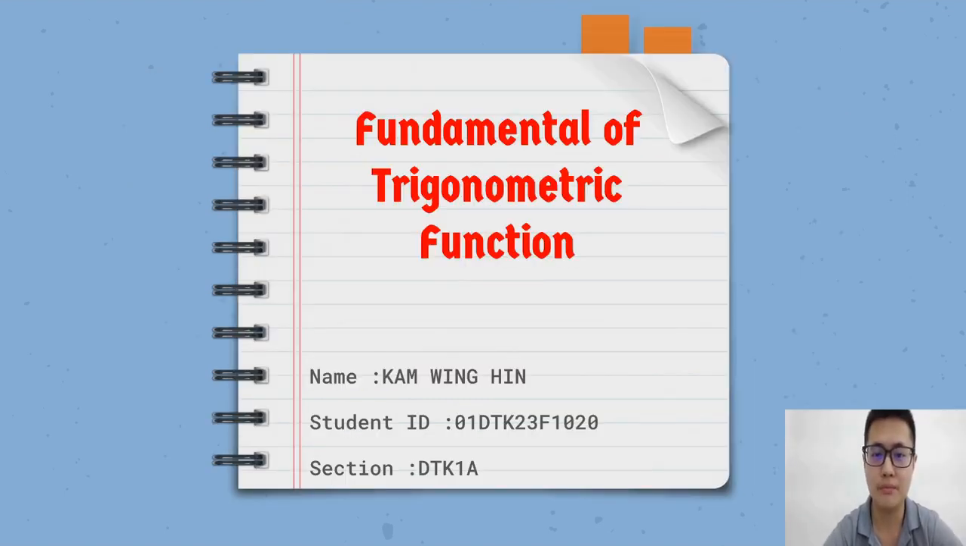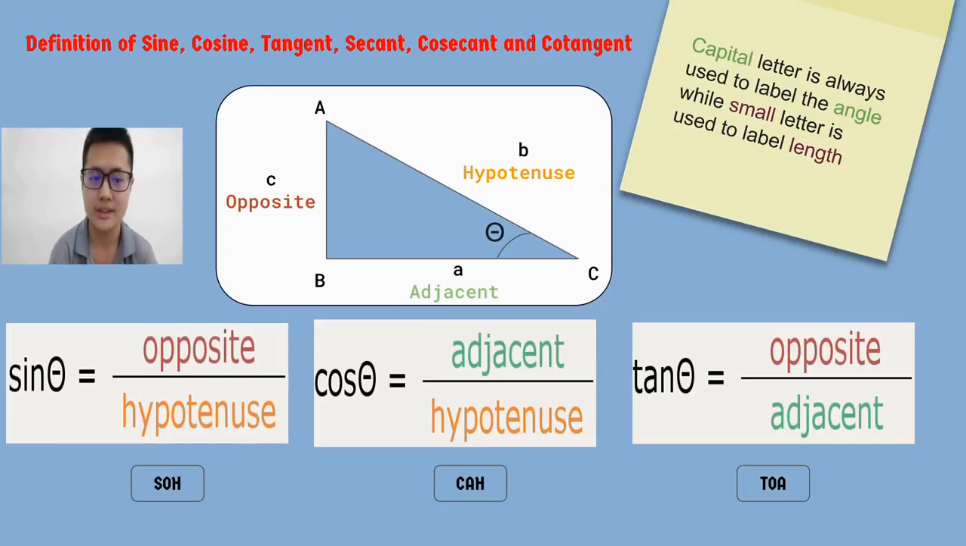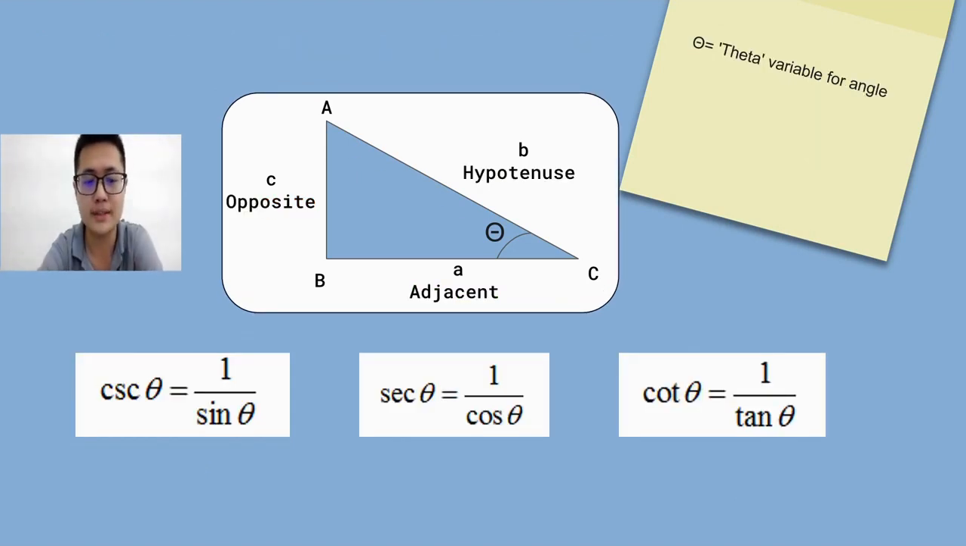Good day, I'm coming in from DBM10013. Today I'm going to present about fundamentals of trigonometry functions. Definition of sine, cosine, and tangent. Sine equals opposite over hypotenuse, cos equals adjacent over hypotenuse, tangent equals opposite over adjacent. A capital letter is always used to label the angle, while a small letter is used to label length. Cosec is equal to 1 over sine, sec is 1 over cos, cot is 1 over tangent.